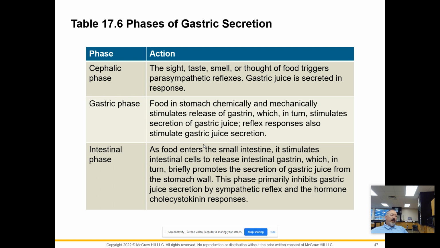Oftentimes, the enjoyment of eating food, other than satiation, is the cephalic phase, where we're looking at something that just looks delicious, or we taste something or smell something. Like Burger King is just notorious for having that grill smell, like, oh, that smells so good. So that all helps start the process of gastric juices flowing, causing your body to start its process.